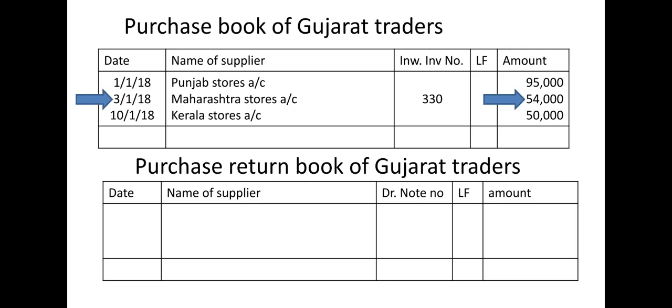Okay, so on 3rd January, student, we had purchased goods of 54,000 from Maharashtra stores that we have already recorded, that you know. Now, out of these 54,000, we are returning goods. How much goods we are returning? They have not given the amount, but they said that 1/3 of these goods we are returning.